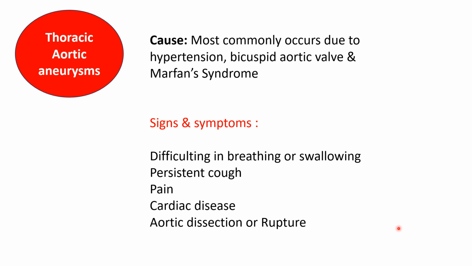There can also be cardiac disease due to valvular insufficiency or narrowing of the coronary ostia. And finally, there can be aortic dissection or rupture. So these are the signs and symptoms and complications of thoracic aortic aneurysm. In the next class, we will learn about aortic dissection in detail.